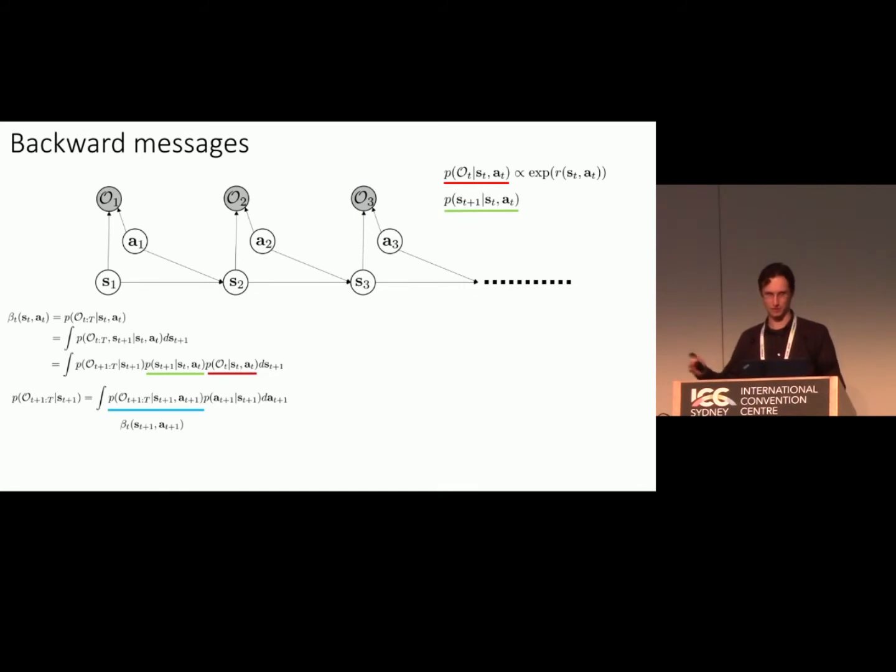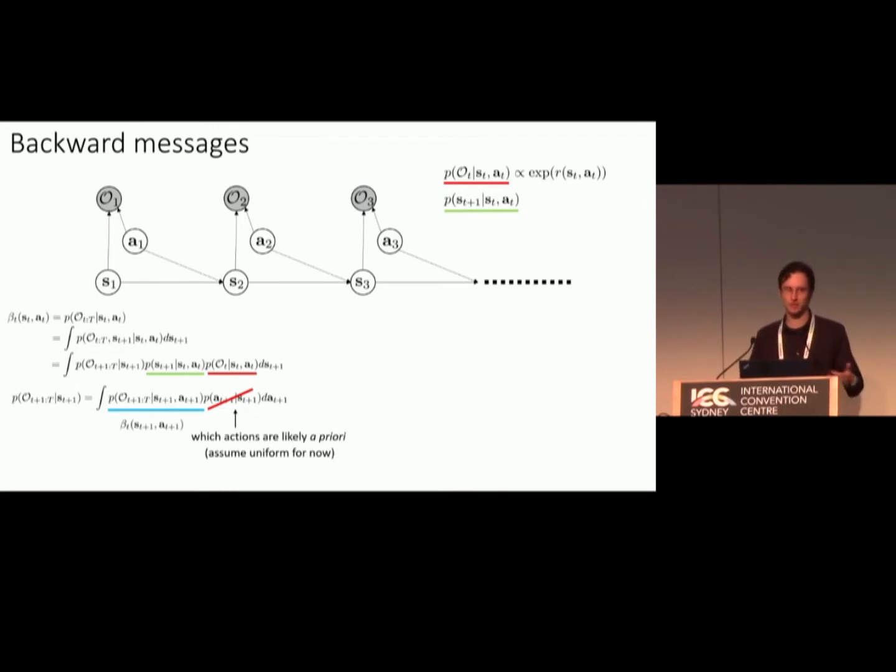So that suggests that we're going to have something that looks like a dynamic programming algorithm. And this second term basically tells us which actions are likely a priori. If we assume that in the absence of optimality we're just going to act randomly, then all actions are about equally likely. So we can say that the second term is just a constant. So we can just assume uniform for now. In general, it might be something else, and that leads to a family of really interesting algorithms that have what's called passive dynamics. But for now, let's just assume it's uniform, and we can just ignore it.